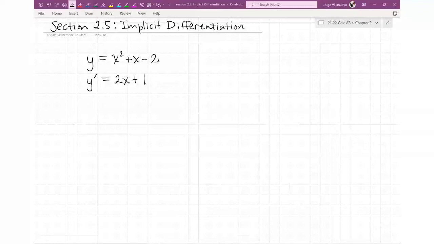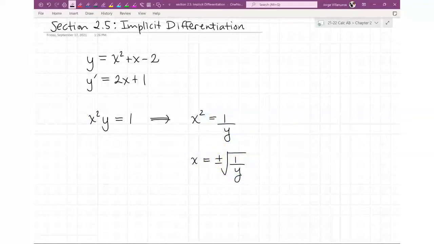But what if I gave you a function that looked like this? Let's say x squared y equals 1, and I want you to solve for x and then take a derivative of it. If I wanted to solve for x, I would say x squared is equal to 1 over y, and then x is equal to plus or minus the square root of 1 over y.